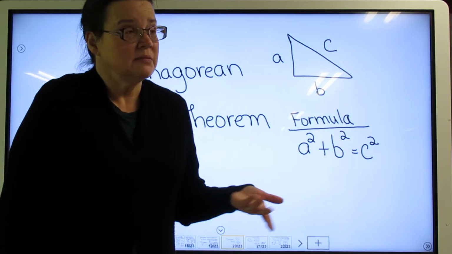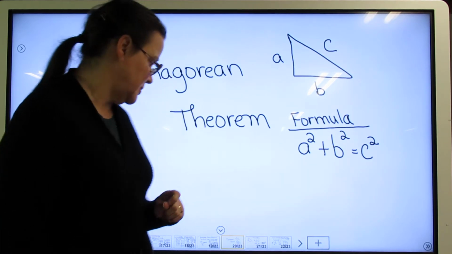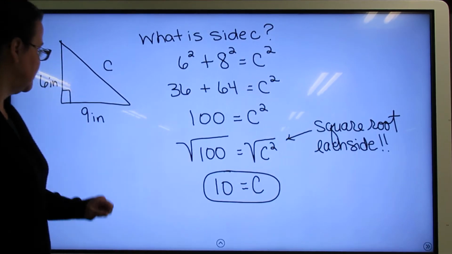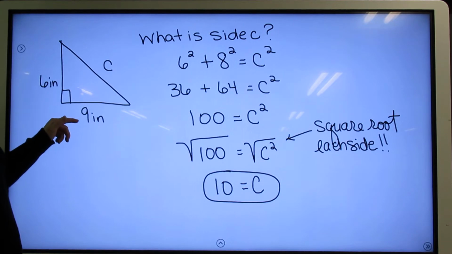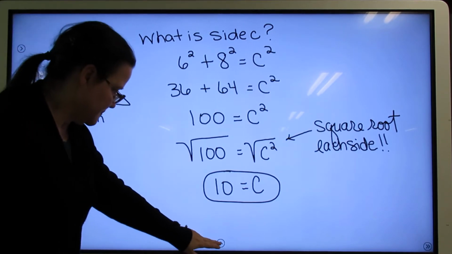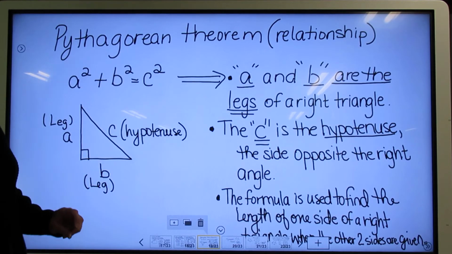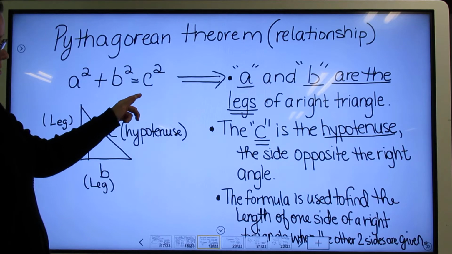Sometimes it's on the test, sometimes it's not. But I still have to cover it and you still have to understand what it is. So that leads us to this problem. If I have 6-inch and 9-inch sides, wait, did I go too fast? Yep, sorry about that. Pythagorean Theorem relationship: A squared plus B squared equals C squared.